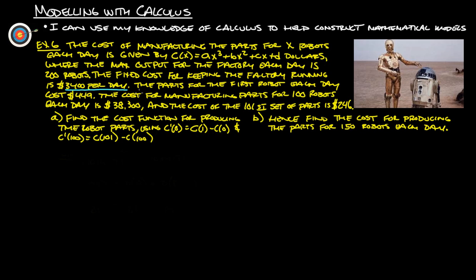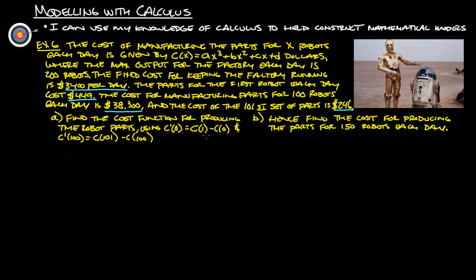So that's just their startup cost. The parts for the first robot each day costs $449. Okay, and the cost for manufacturing parts for 100 robots each day is $38,300. Cost for the 101st set of parts is $246. So that's to make the additional. After you make the first 100 robots, it's an extra $246 to make the next robot.